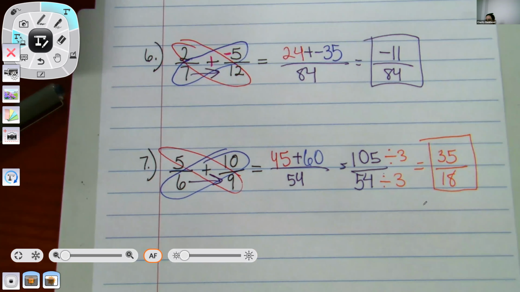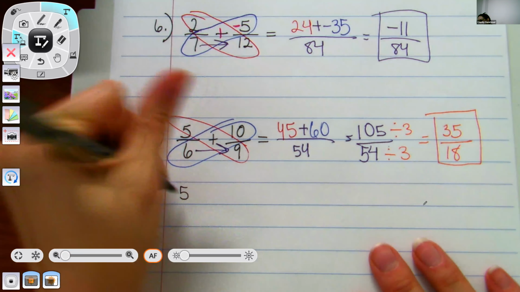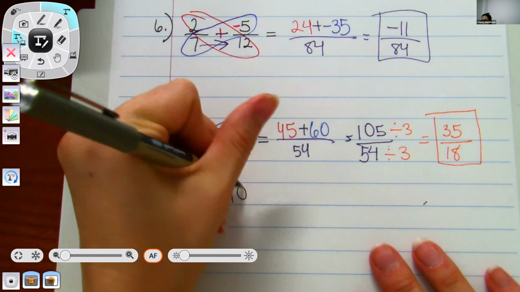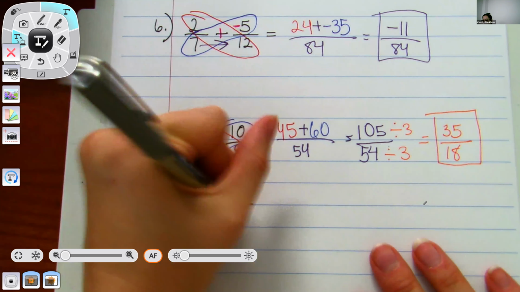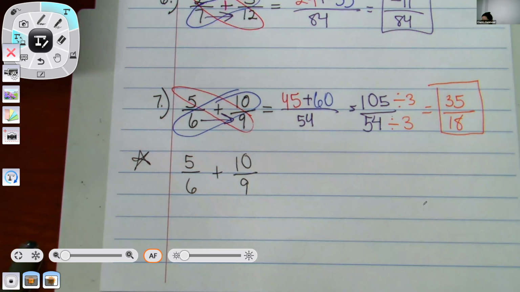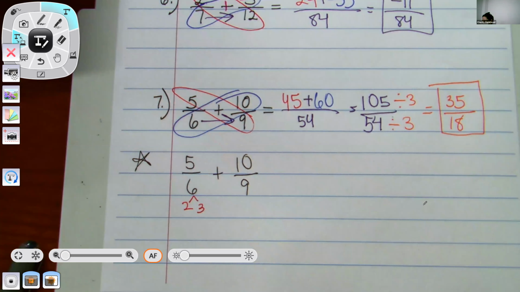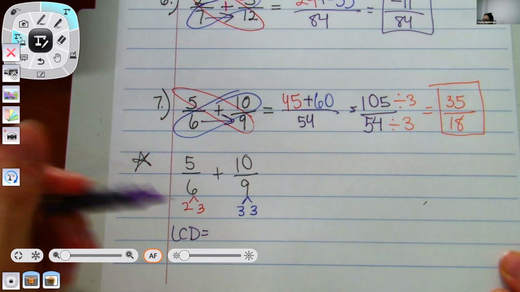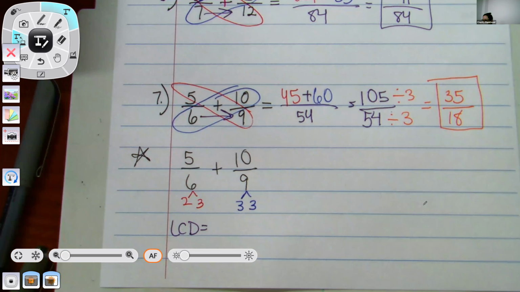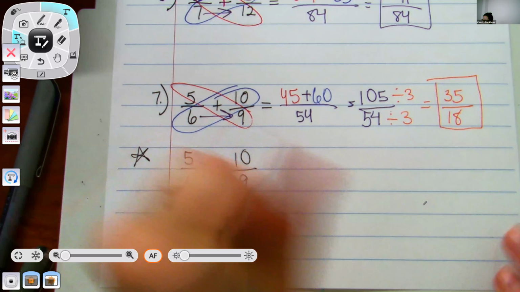All right. So just for fun, let's look at how it would look if we had done the LCD method. In that case, we would want to figure out the LCD between 6 and 9. If you want to do it this way, that's 2 and 3. That's 3 and 3. So my LCD has to have 2 factors of 3 and a factor of 2. So 3 times 3 times 2. So my LCD is equal to 18.